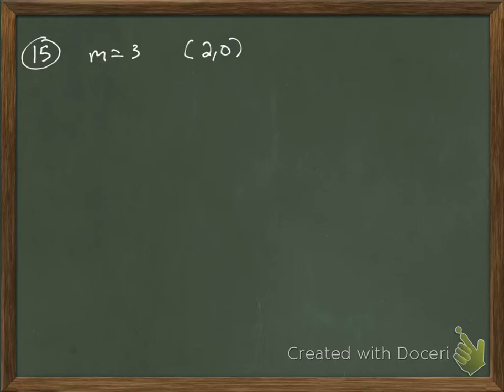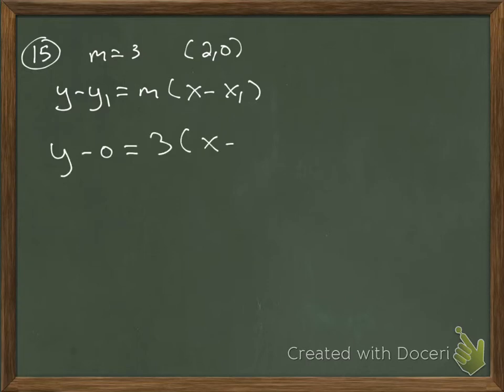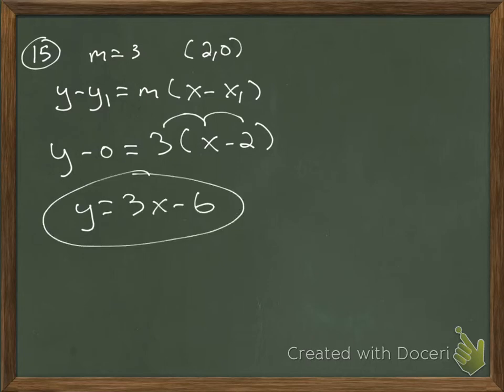All right, so I will do, remember, point slope is y minus y1 equals m times x minus x1. So I will do y minus 0 equals 3 times x minus 2. Distribute the 3. Y equals 3x minus 6. Boom.